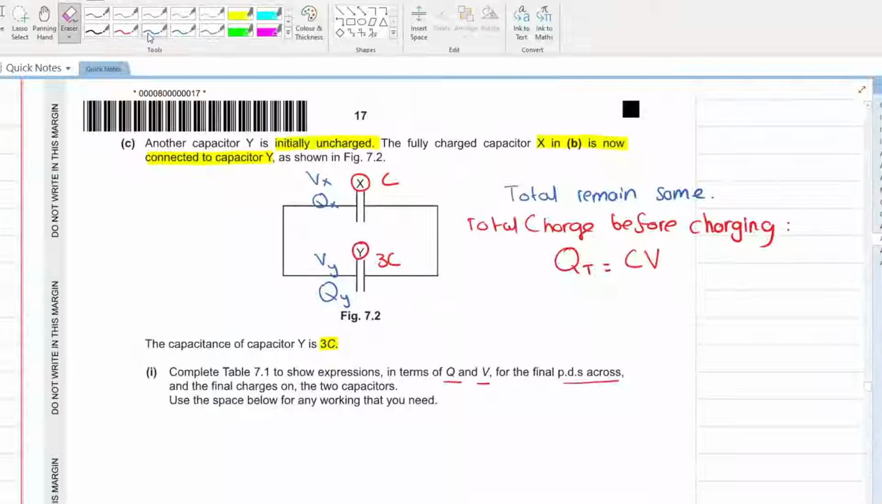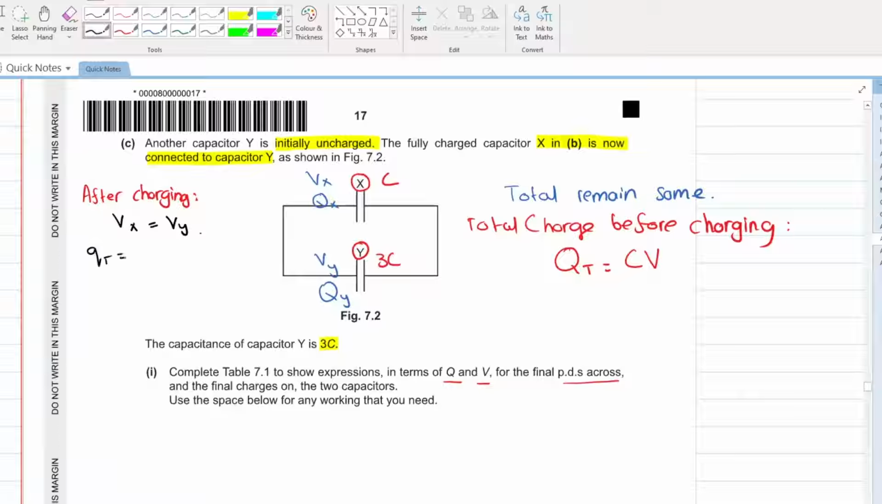Now after charging, what happens? Can anyone tell me when the charging process will stop? The charging process will stop when the voltage at X is equal to the voltage at Y. Very good. Can you calculate the total charge after charging?